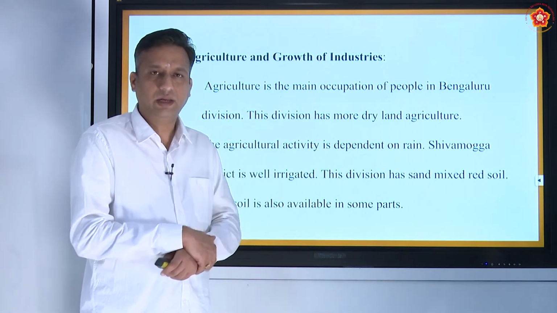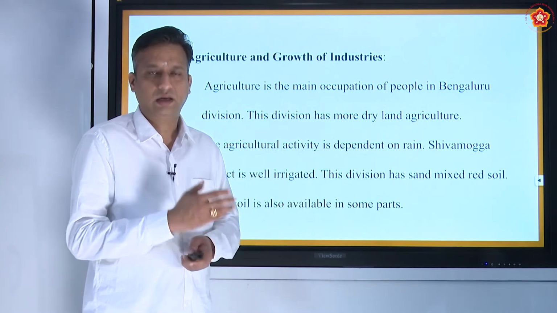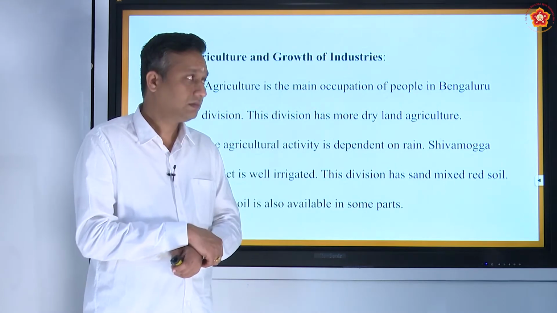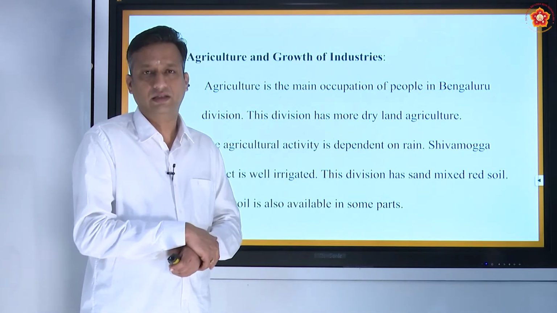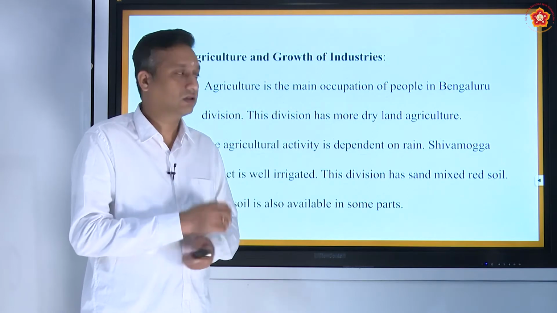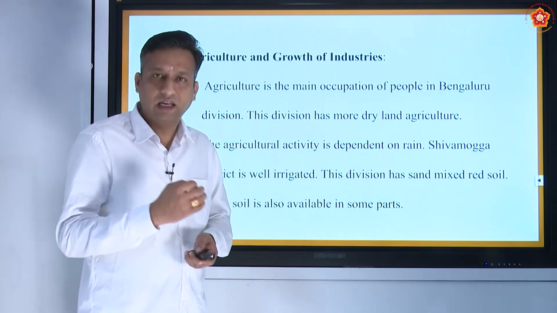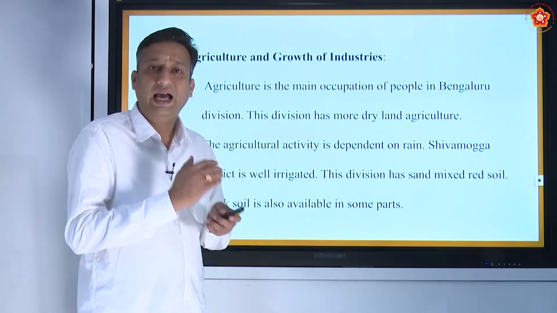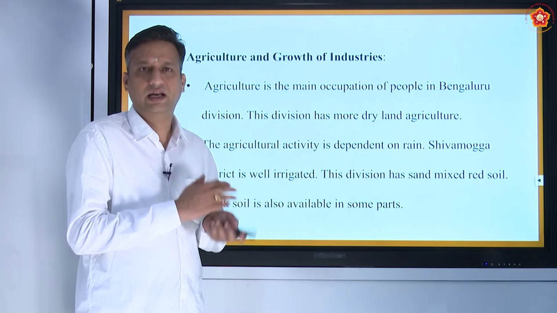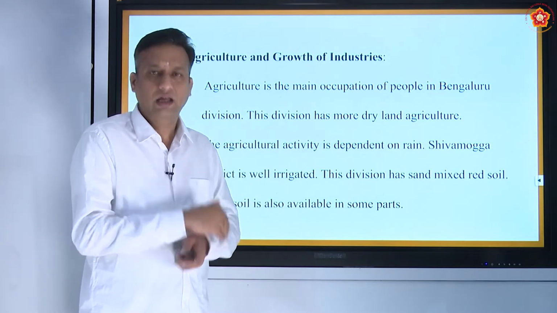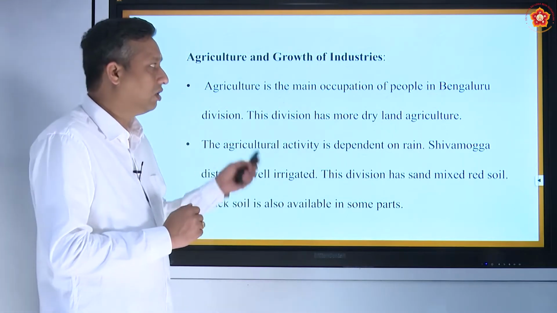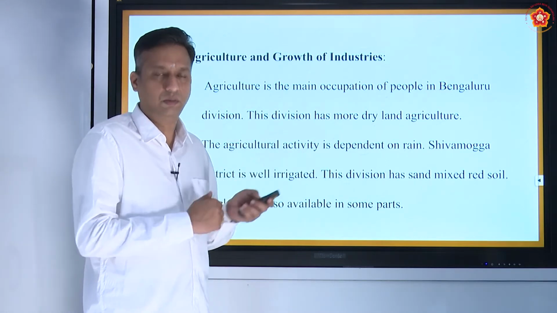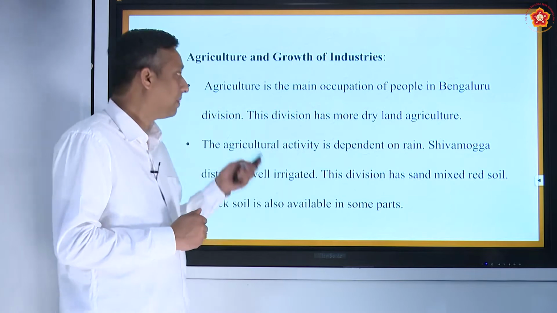For example, there are many agro-based industries. Cotton: for the clothes which we are wearing, cotton is required, which comes from agriculture. Or gunny bags, that is jute, which also comes from agriculture. Silk cloths, silk from mulberry leaves, are also called agro-based industries. So, agriculture and industry have a very close relationship. Let us try to understand the different aspects of agriculture and industry.